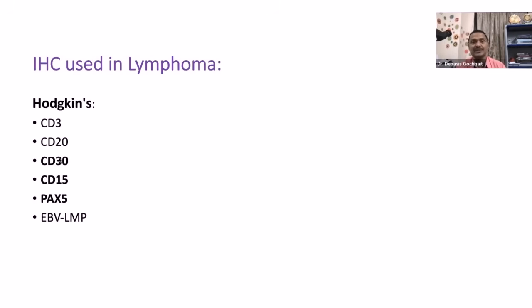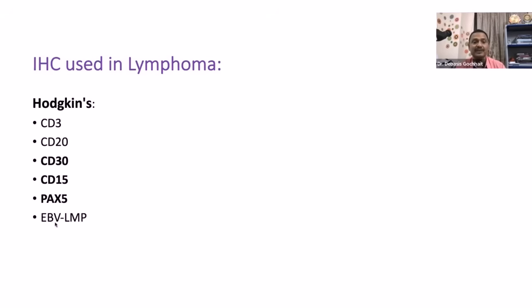We take the help of CD30, the RS cells. Remember, RS cells, Reed-Sternberg cells. They will be positive for 30, 15 and PAX5. Now PAX5 is a B cell marker. So 30, 15, PAX5. These three markers will come positive in Hodgkin's lymphoma. PAX5, CD30 and 15, but there are some subtypes of Hodgkin's where you can also have CD20 positivity. CD20 can be positive.